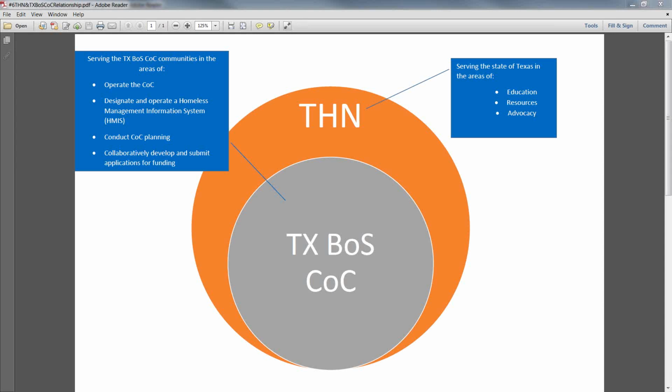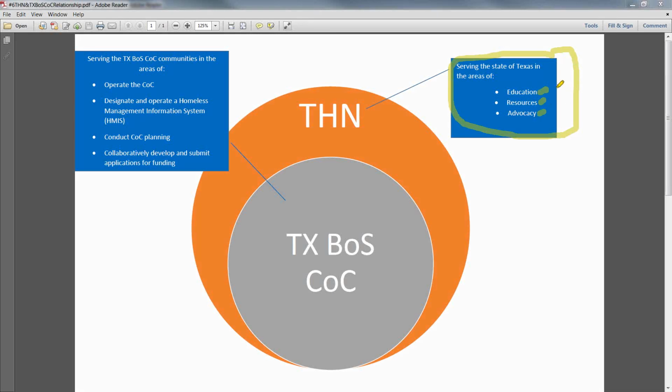So the important thing, I think, to know about Texas Homeless Network is that here at Texas Homeless Network, we serve the entire state of Texas. We serve every community and coalition that is striving to end homelessness. And we do that through our core service areas: education, resources, and advocacy.